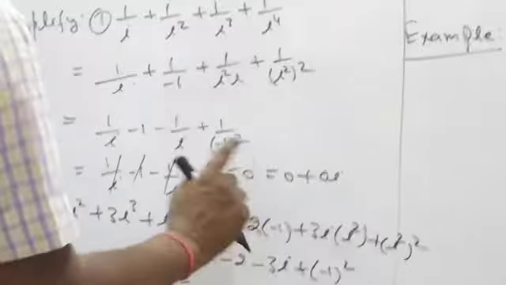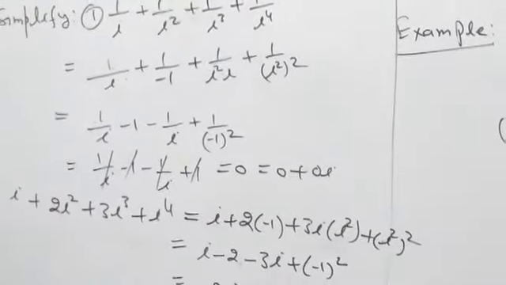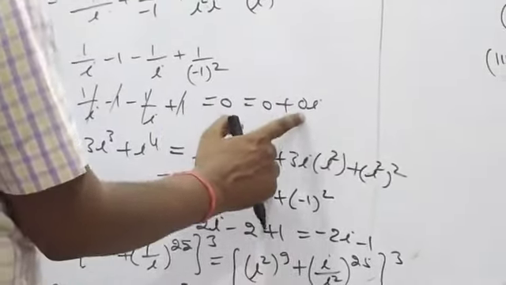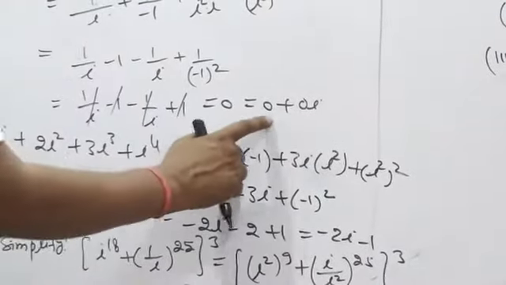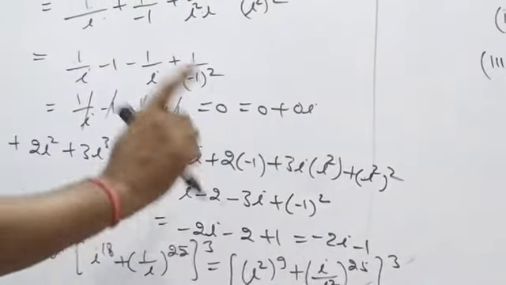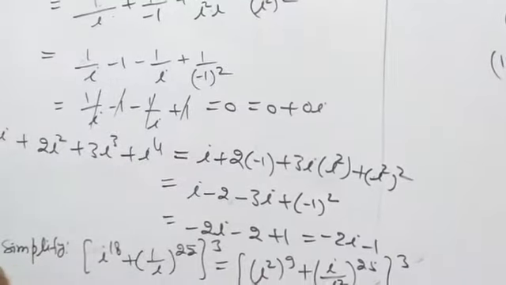So 0 is equal to 0 plus 0i. 0 is the real part and 0 is the imaginary part. It means 0 plus 0i, that is a is equal to 0 and b is equal to 0 also.